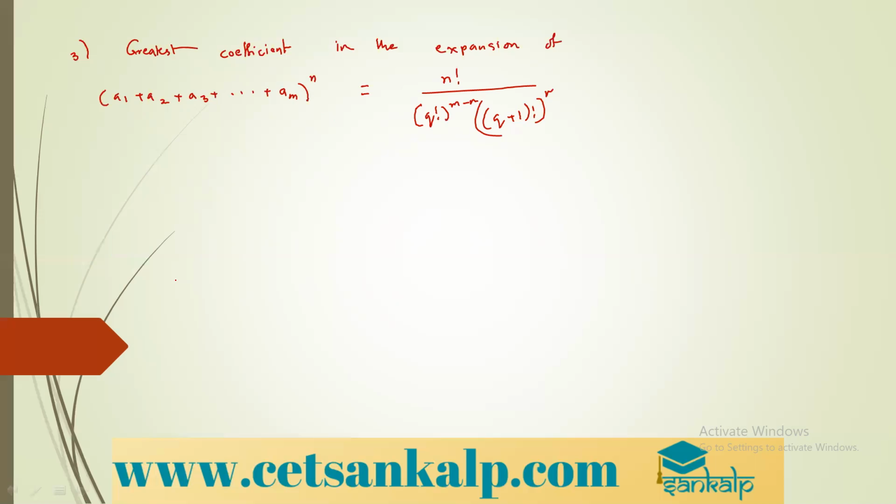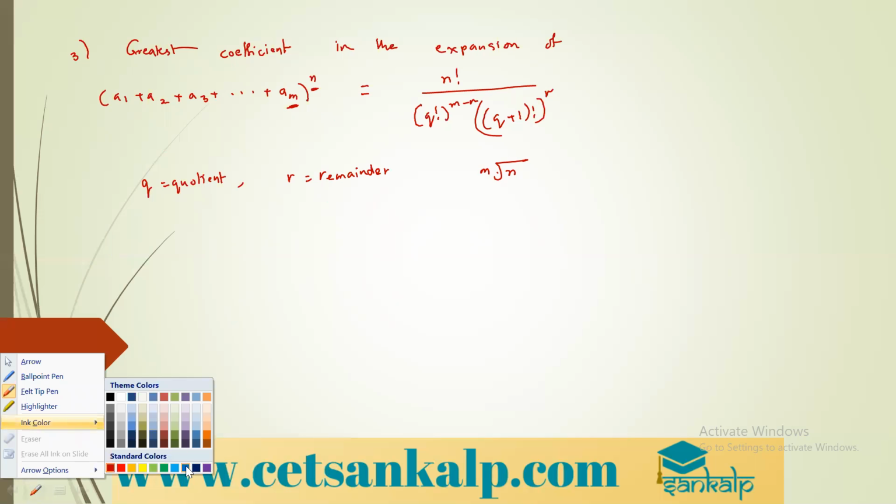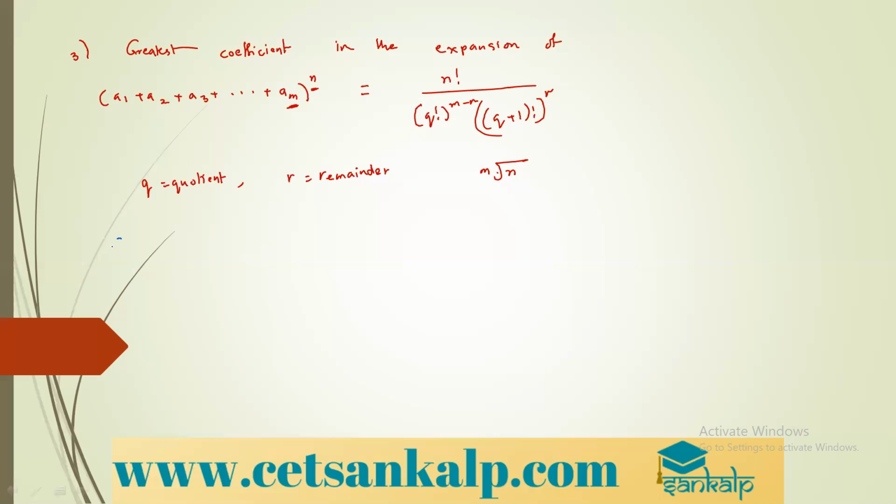Now, what is this q and r? Of course, m and n you have here in the expansion. What is q and r? So, q is the quotient. r is the remainder. Quotient and remainder where? When you divide n by m. So there must be a division. This you can understand better if you take one example.